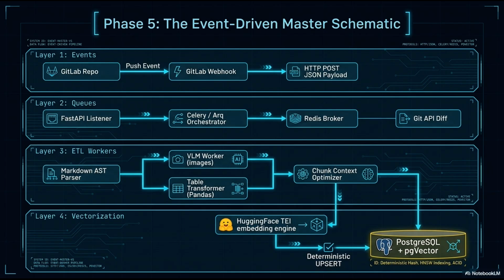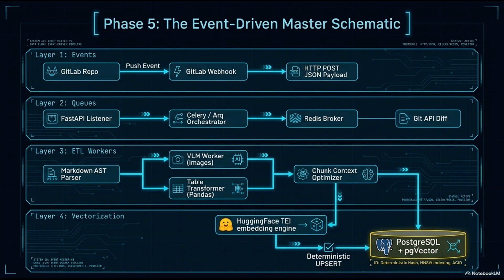Now we move down to layer 3, the ETL workers and the chunk context optimizer. This looks like the beating heart of the machine. It is. A Celery worker picks up a file from the queue. It runs the Markdown AST parser to synchronously build a structural skeleton of the document. It maps out where the headers are, where the standard text is, and crucially, it identifies the heavy media, the tables, and the images. And then what does it do with them?